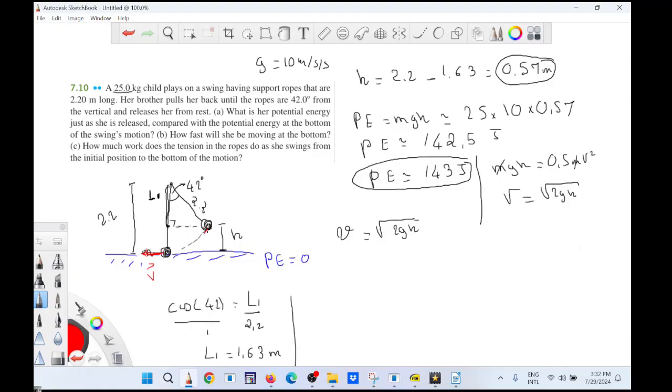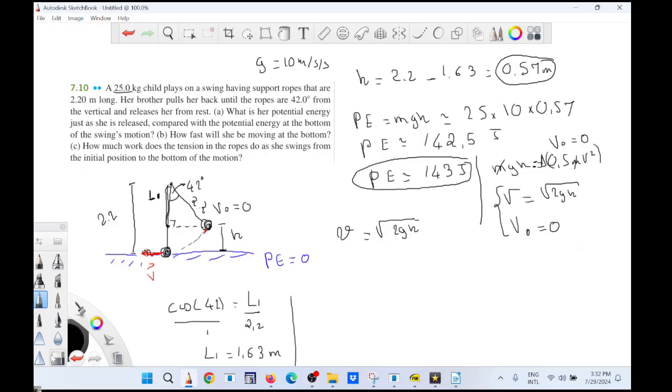And it starts from 0. Okay, so I should say here that it's going to be the change in kinetic energy, and initial velocity equals 0. So that works if the initial velocity equals 0. So you turn potential energy into kinetic energy, initial velocity equals 0.